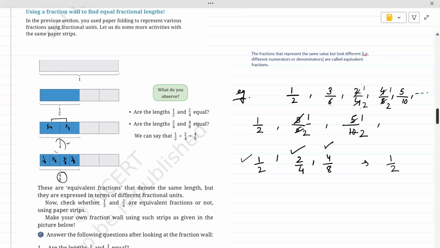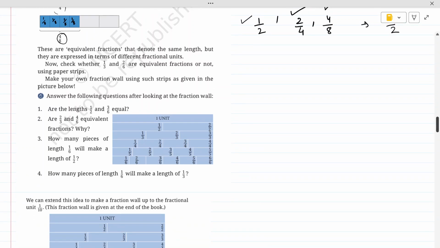Now, next is, check whether 1 by 3 and 2 by 6 are equal fractions or not. So kids, this is easy. We have 1 by 3, we have 2 by 6. We know that 2 and 6, both of them come in the table of 2. So we can divide them. We have 1 by 3 only. 2 into 1 is 2, 2 into 3 is 6. So that means yes, they are equivalent fractions. We are writing yes here.